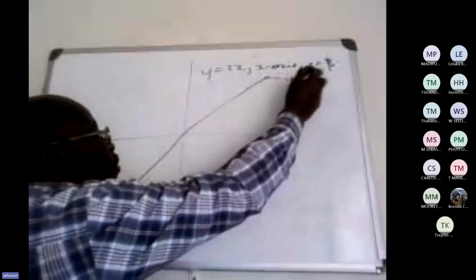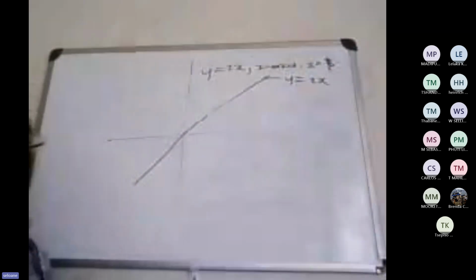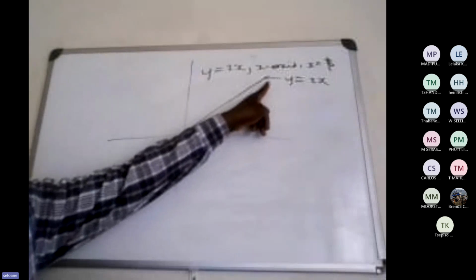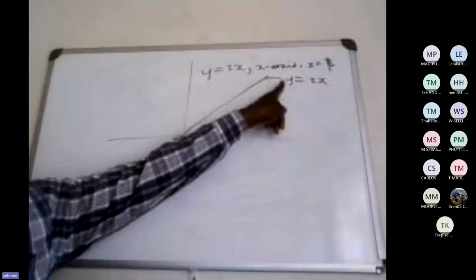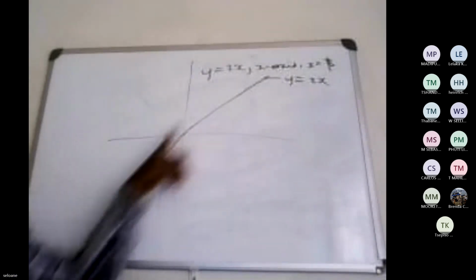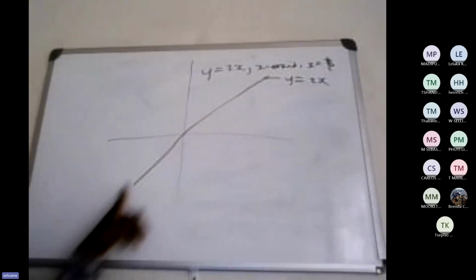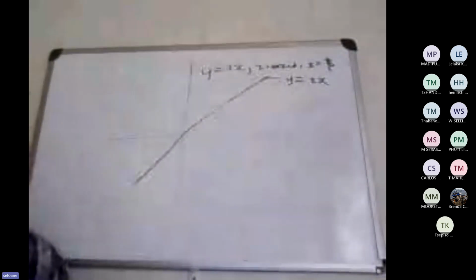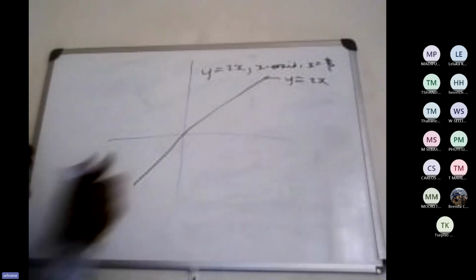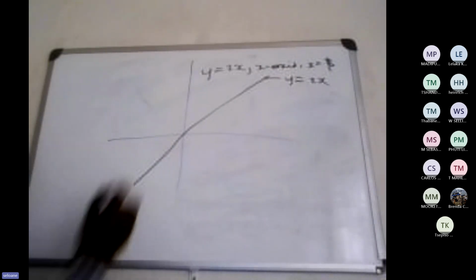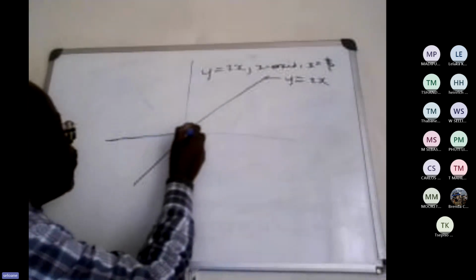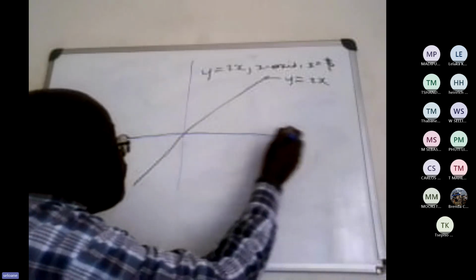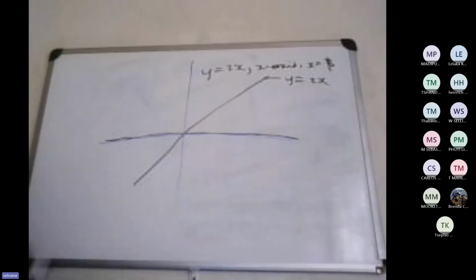This is the line y equal to 2x. This is going to form one of your fences, one of the boundaries. Then the next thing is the x-axis. And where is the x-axis? This is the x-axis, which is going to be one of the fences of that region.